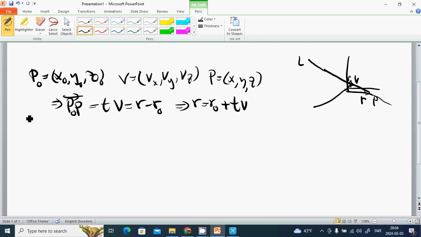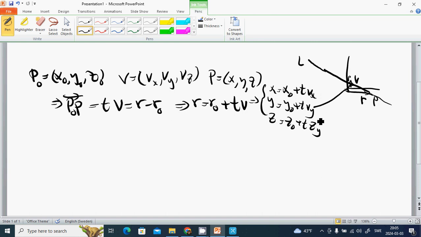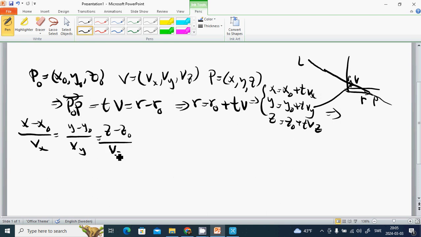Then we have X equals X0 plus TVx, Y equals Y0 plus TVy, Z equals Z0 plus TVz. And in another way, we can write (x minus x0) divided by vx equals (y minus y0) divided by vy equals (z minus z0) divided by vz.